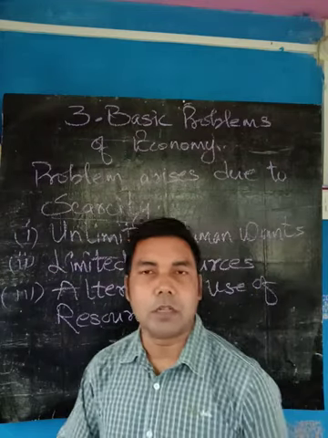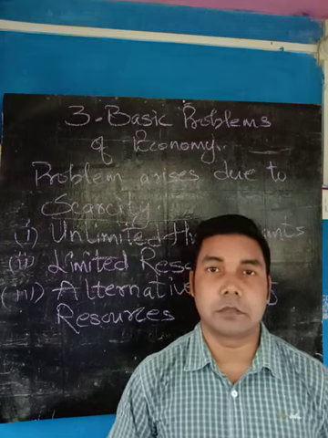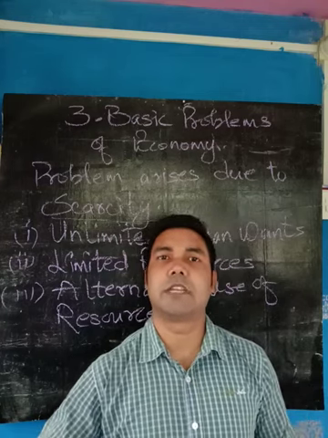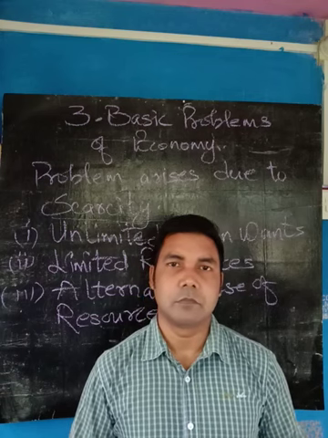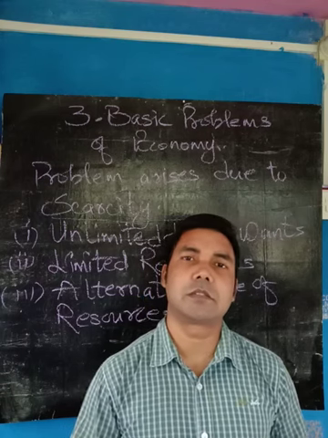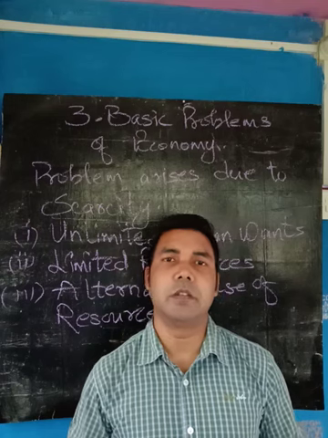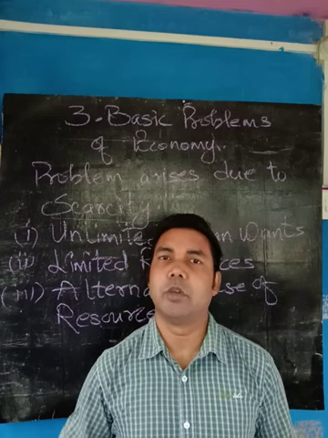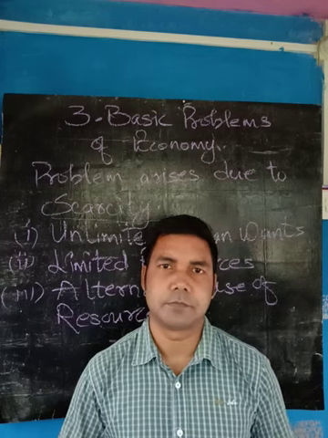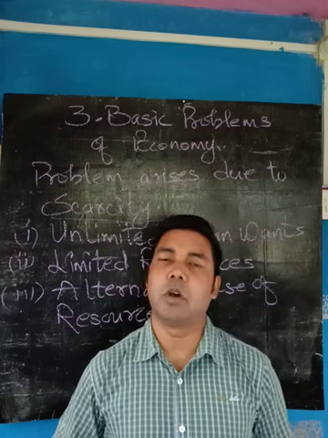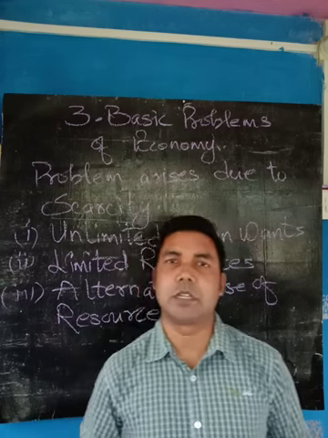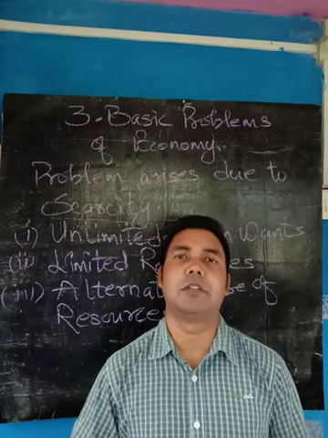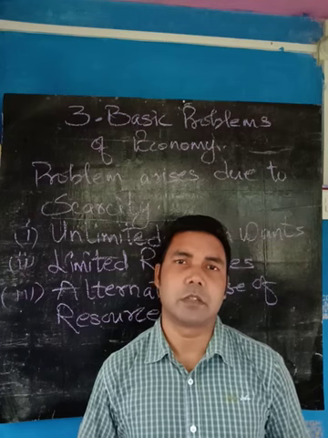See, human wants are unlimited. If one want gets over, another want takes its place. Humans are never satisfied with what they have. They want more of the commodity. If one is satisfied, they will jump to the next one, and if that is completed, again they will jump to the next one.